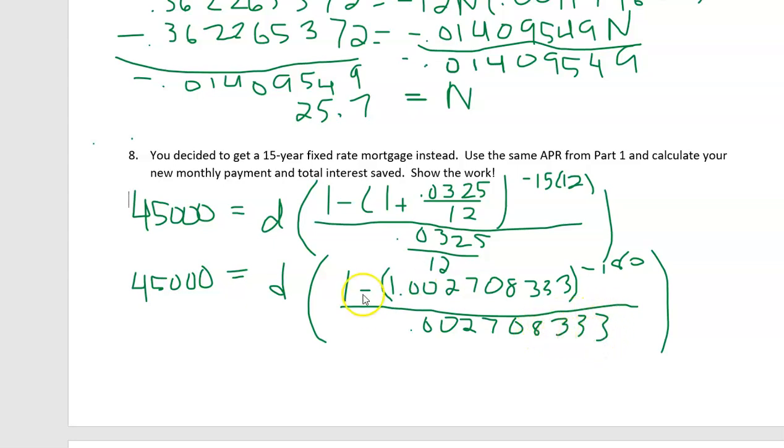1.0027083333. All right, so now let's take this and raise it to the negative 180. Remember when you do so to put that entire exponent in parentheses. And that gives me 0.6145 64757.